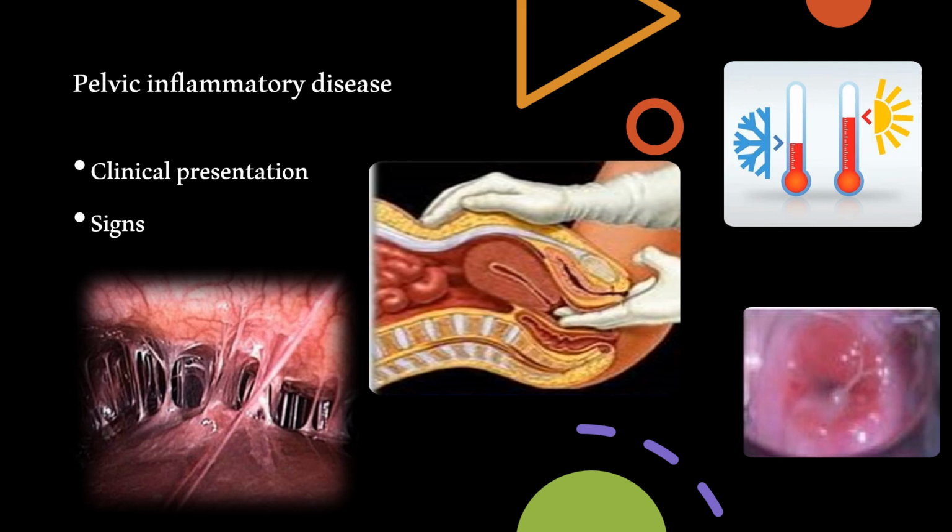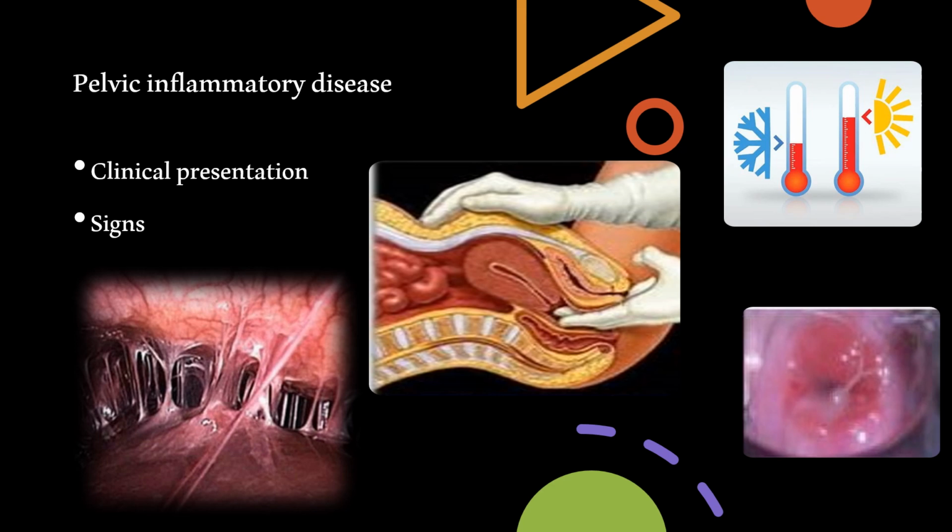On moving the cervix, the patient shows tenderness. When we move the uterus, the patient shows tenderness, that is uterine tenderness. When we move the adnexa, the patient shows tenderness, that is adnexal tenderness, and these tenderness findings are very specific to pelvic inflammatory disease.